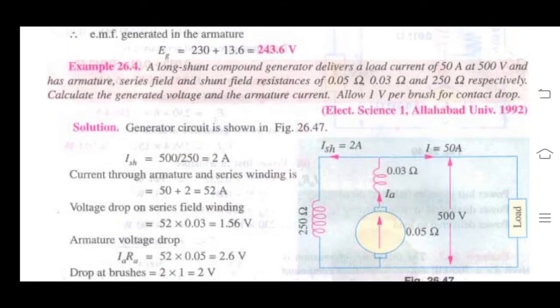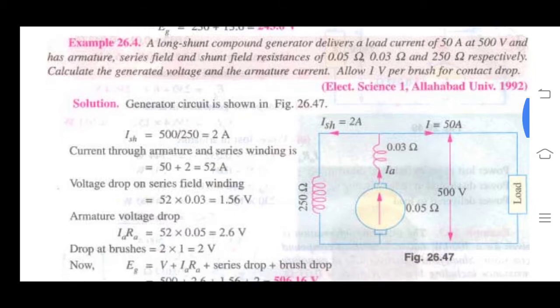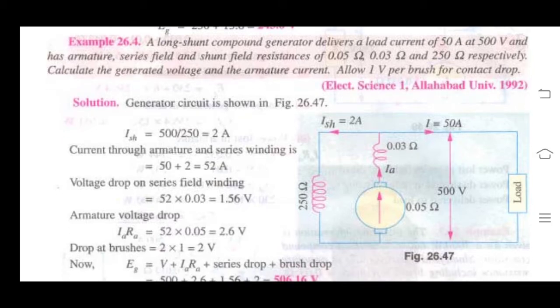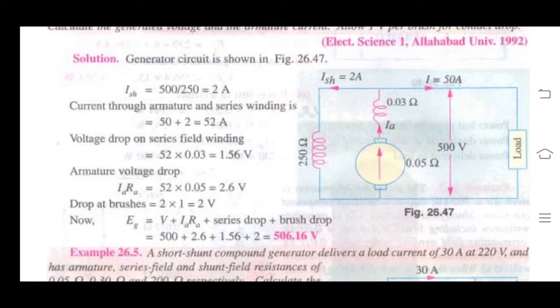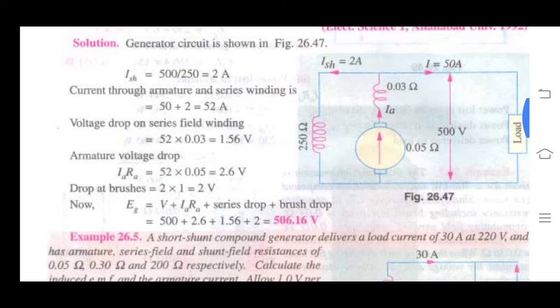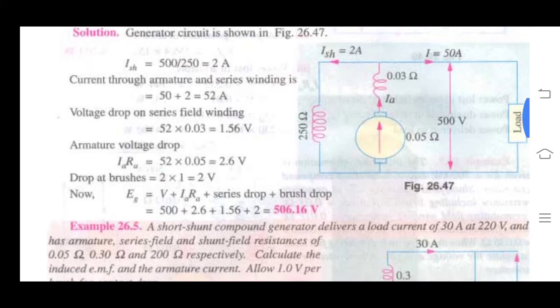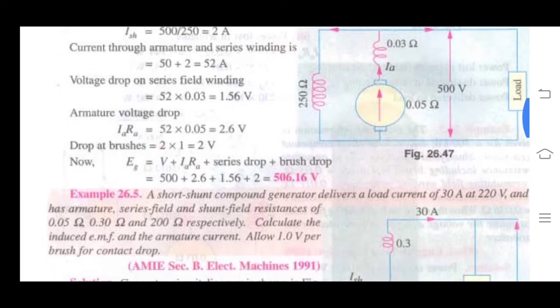So 2 volt brush drops. We should calculate the ISH value because the load current I is given as 50 amps. So ISH equal to 500 by 250, where 500 is the supply voltage and 250 is the resistance. So 2 amps of current will flow in the field. So 50 plus 2 equal to 52 amps.